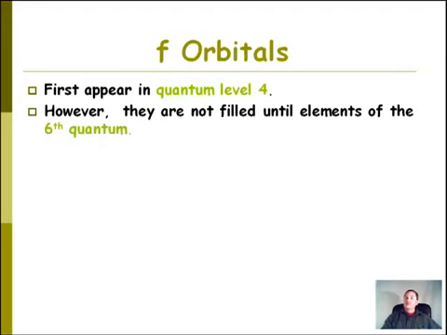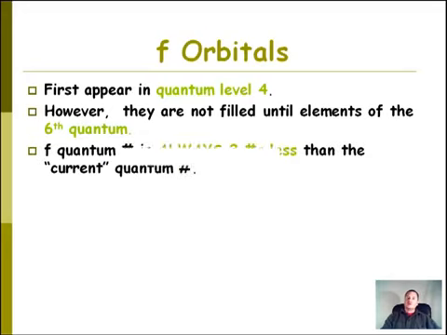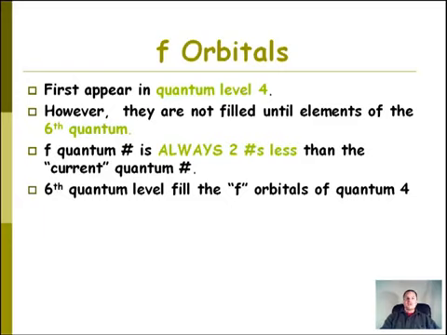So if we look at the pattern we had for d, these are going to fill up 2 later. So the f quantum number is always 2 numbers less than the current quantum number. Like d was always 1 less, f is going to be 2. So the 6th level where the f comes in is actually filling up the fourth quantum level. So rather than writing 6f for the first f, we're going to write 4f.